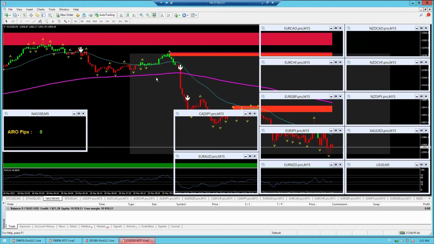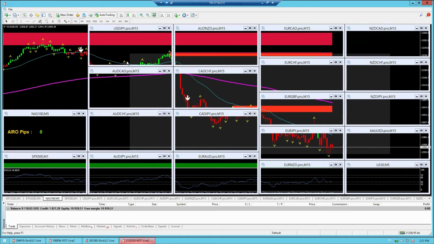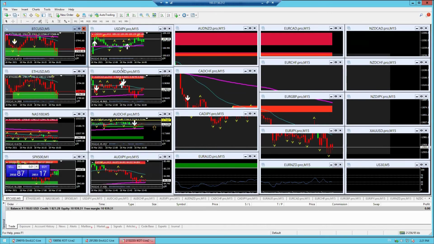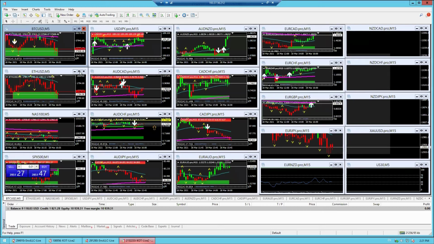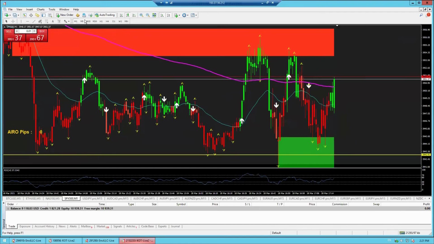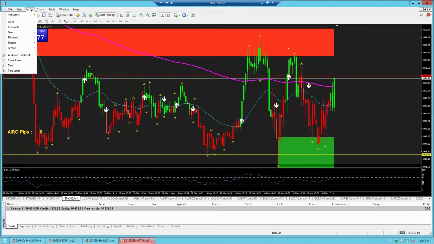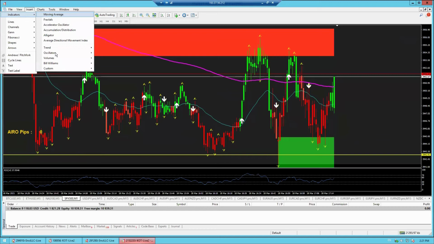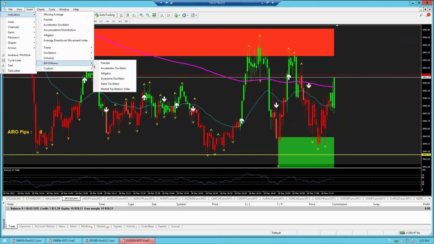And Curtis asked how to add the fractals onto your chart. Do you want to go through that real quick? Yep, sure. I'll go back to the S&P chart here. So to add fractals, you just go to Insert, Indicators, down to Bill Williams, and you see Fractals right there. You just click on that.